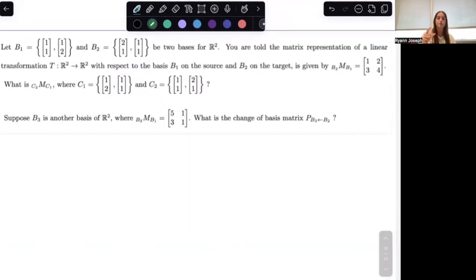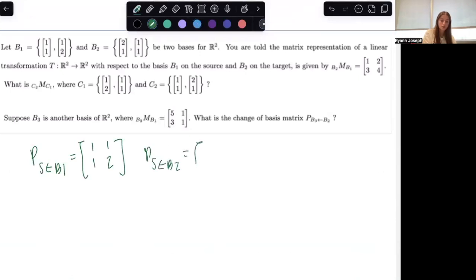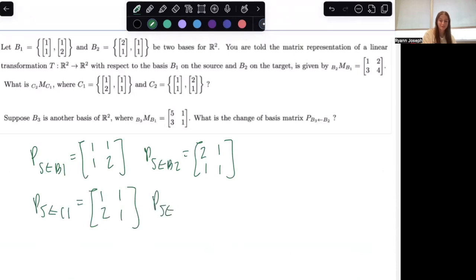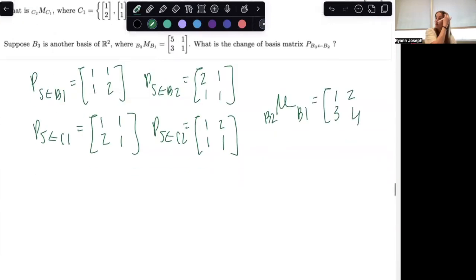So again, let's write out everything we know. We have the change of basis matrix that goes from B1 to S: 1, 1, 1, 2. We have the change of basis matrix that goes from B2 to S: 2, 1, 1, 1. We have the change of basis matrix that goes from C1 to S: 1, 2, 1, 1. We have the change of basis matrix that goes from C2 to S: 1, 1, 2, 1. And then we have this linear transformation M, going from B1 to B2. And instead, we want it to go from C1 to C2.